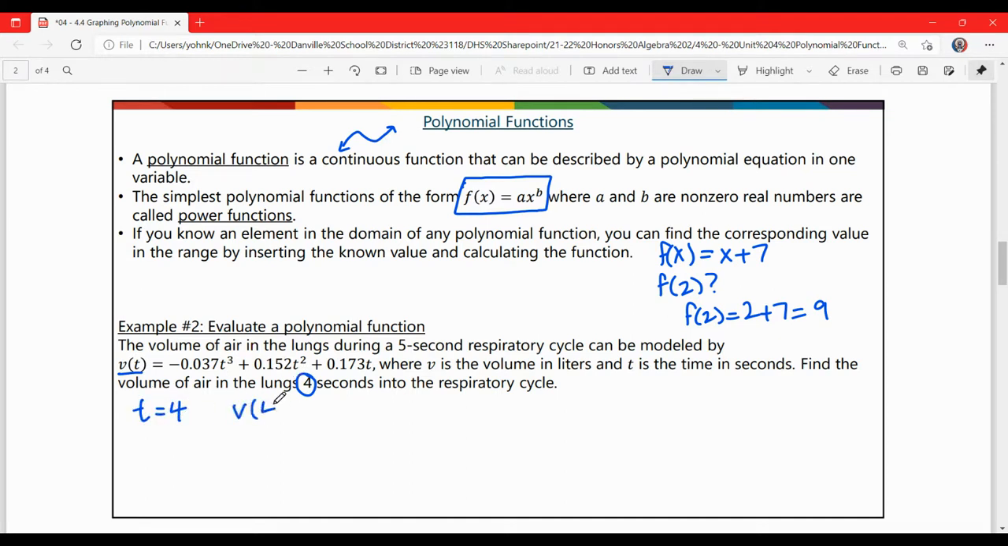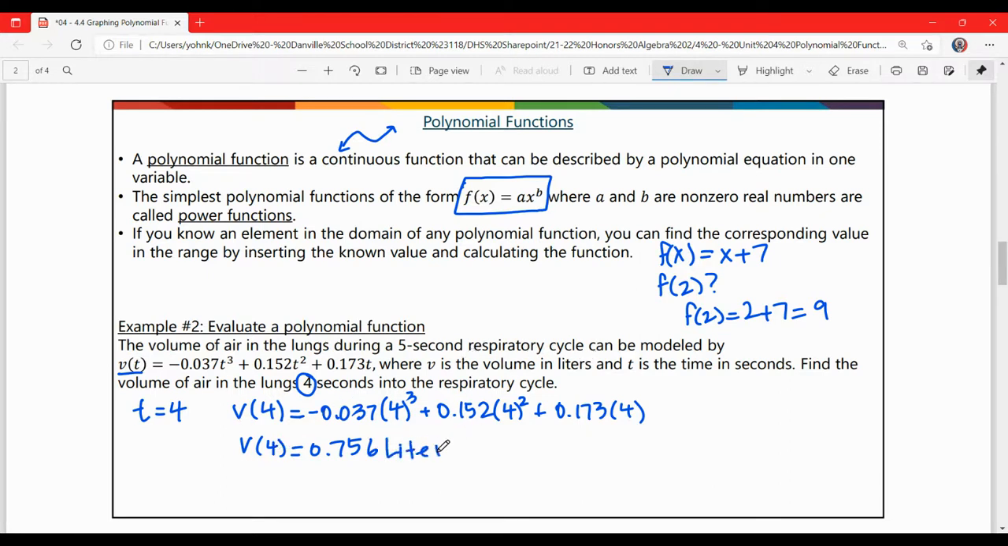And I'm going to find V of 4 equals negative 0.037 times 4 cubed plus 0.152 times 4 squared plus 0.173 times 4. So you're substituting the value into the function, and then you're going to use your calculator and simplify. So if we type this in our calculator, we get 0.756. This is volume. Volume is measured in liters. So liters.